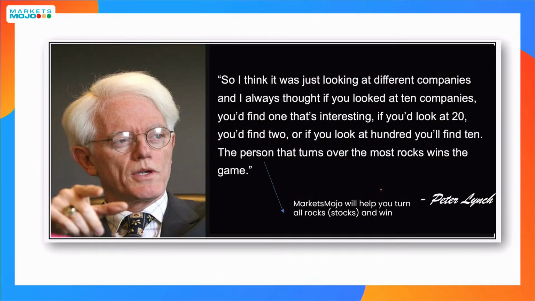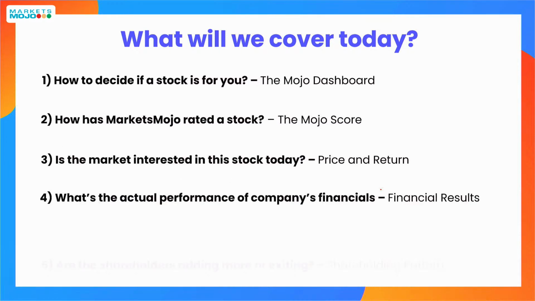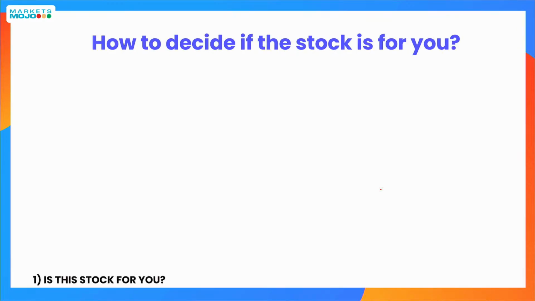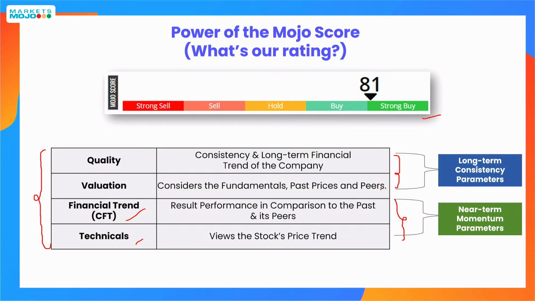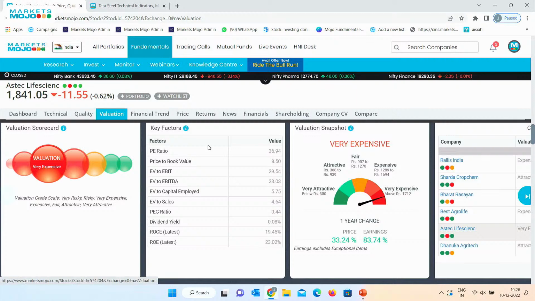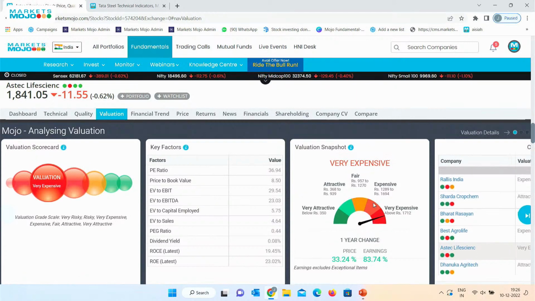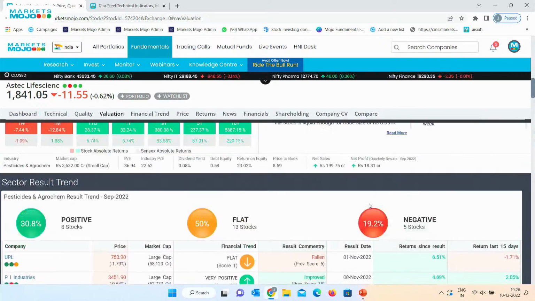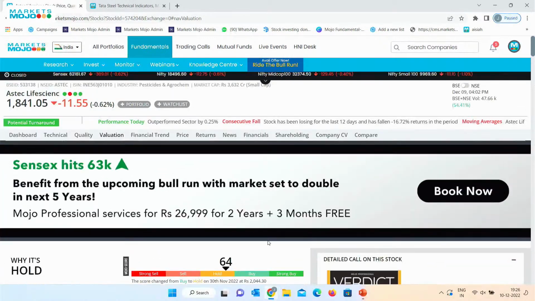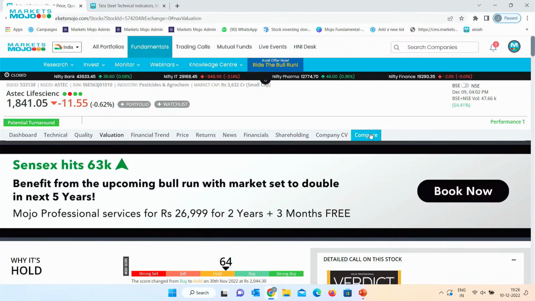So if you remember my presentation, there are two indicators to look for the long term of the company. I'll just take a look across that one. Yeah. So if you remember, I told you about long term consistency parameters. You look at quality and valuation. Yeah, the quality is good, but the valuation is very expensive. So over the longer term, I'm not sure. Yeah, so if you are thinking of investing in this company, you can look at other companies from pesticides and agrochem under small cap. Simply go to compare.